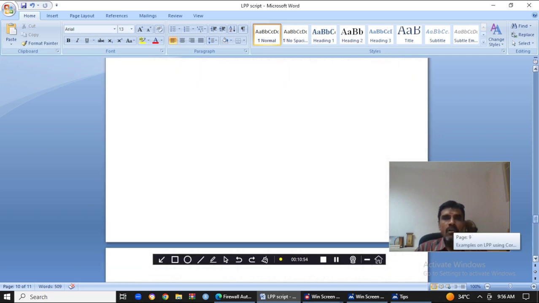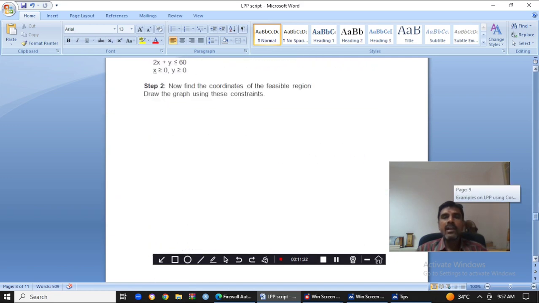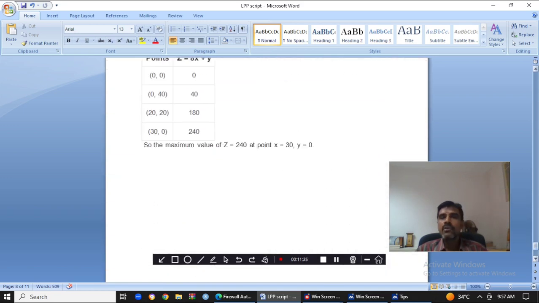So the four important steps in the graphical method are: first, make sure you have a formulated problem. Then you plot the graph, and for plotting the graph you find the coordinates. The third step is to find the coordinates of the feasible region. The fourth step is to substitute the coordinates of the feasible region in the z function and find out the decision variables and the values of z. This is how you have to do the graphical approach and solve the linear programming problem.